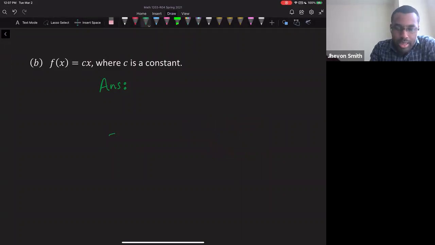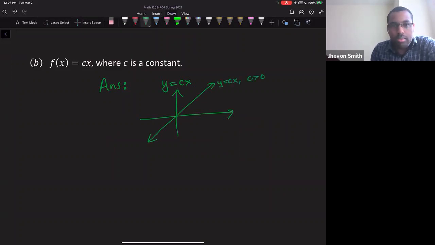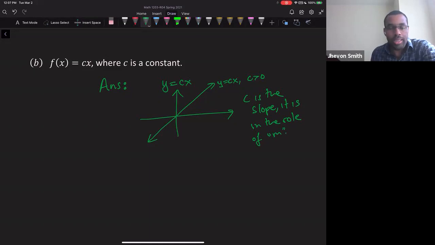So it's the c. Here, if you have y equals cx, it's going to look something like just some line passing through the origin with slope c. Here your c is positive, but it doesn't have to be. But that's the idea. C is the slope. It is in the role of m. So if I have a constant times x, the derivative is the constant, whatever the constant is.